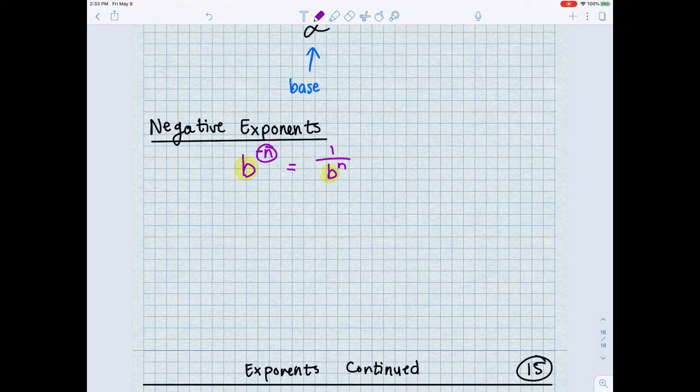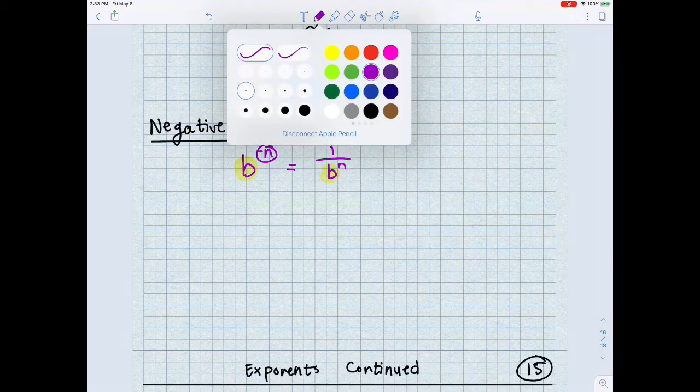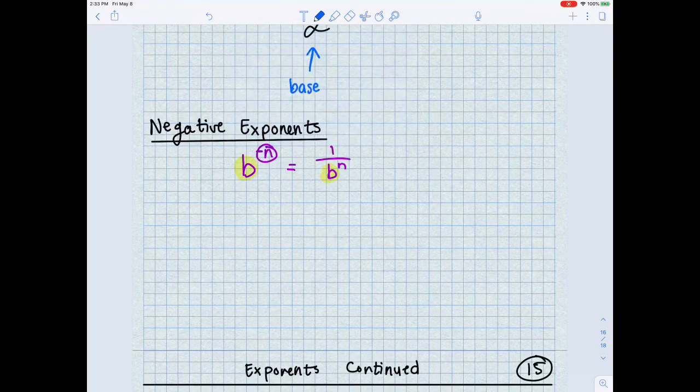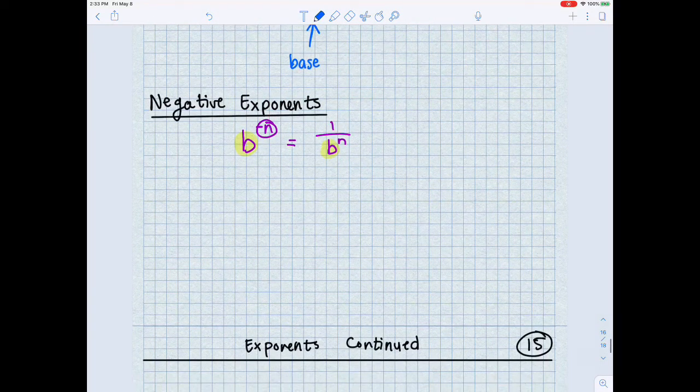So let's take a look at some examples here. I'm going to talk about this more when I get to our quotient rules, because that might give you a better idea, but I wanted to show you some examples here first.